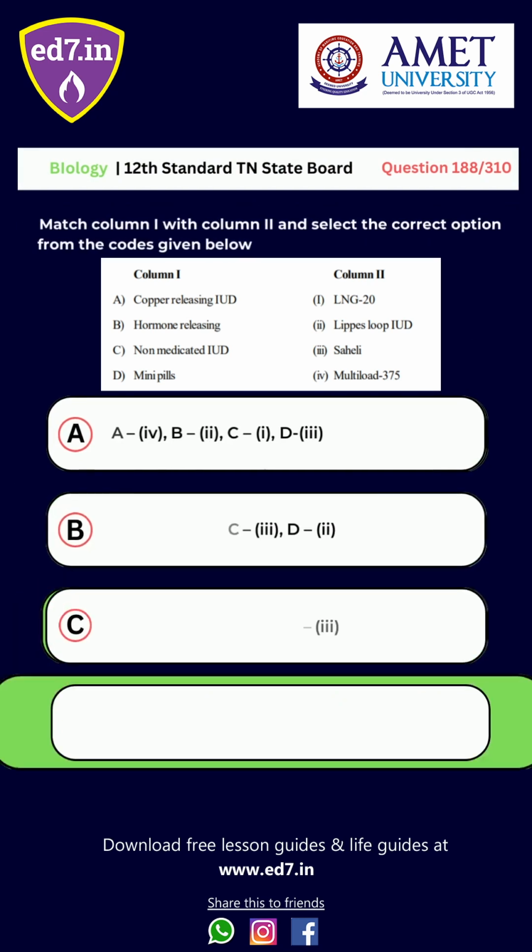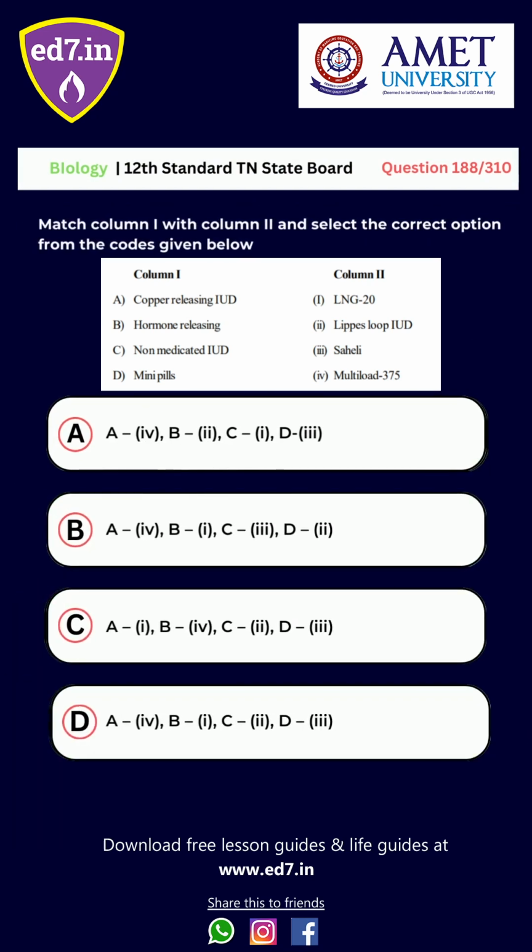Question number 188. Match column 1 with column 2 and select the correct option from the codes given below. Column 1. A. Copper releasing IUD. B. Hormone releasing. C. Non-medicated IUD. D. Mini pills. Column 2. 1. LNG20. 2. Lippes loop IUD. 3. Saheli. 4. Multiload 375.